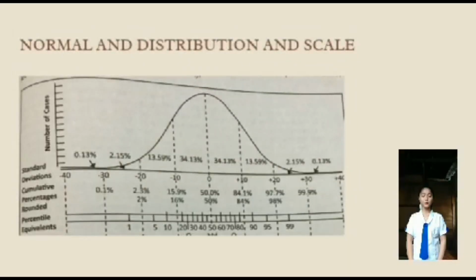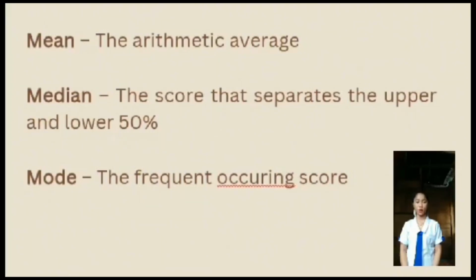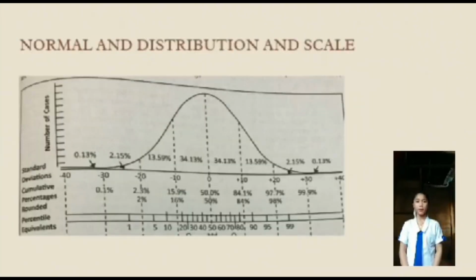So this is a normal distribution and scale. The normal curve here represents a normal distribution, so as we can see, the left and the right side are symmetric to each other. So this normal curve is a symmetric theoretical distribution. The mean, which is the arithmetic average, and the median, which is the score that separates the upper and the lower 50%. The mode, which is the most frequently occurring score, is located at the center because the mean and median are at the middle. It is expected that half of the test scores are below the mean and half are above it. The mode indicates that most scores are at the average level.